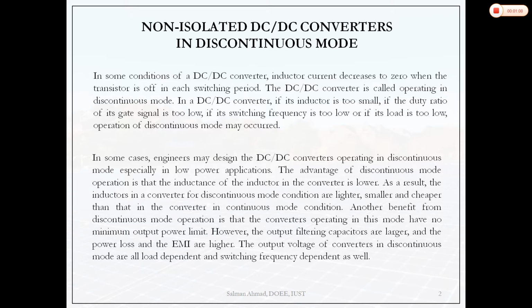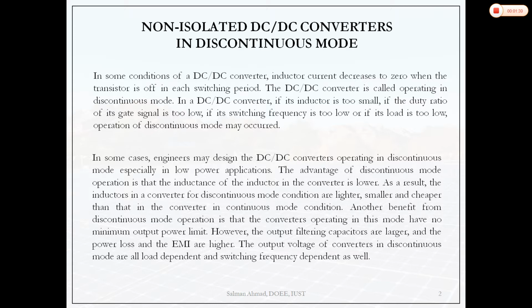So this could be because of a very small inductor or very small duty cycle, or it may be because of small switching frequency or a very small load. So these four parameters actually affect the modes of operation of DC-DC converters.